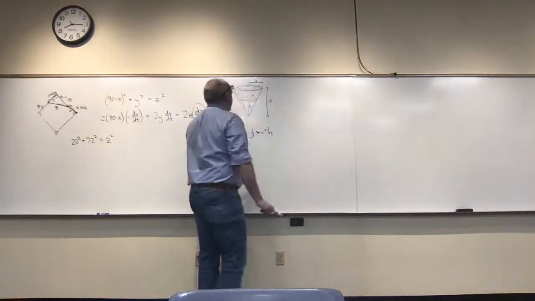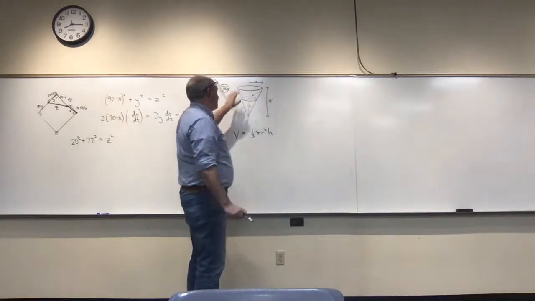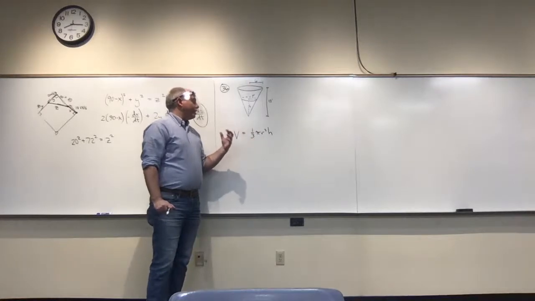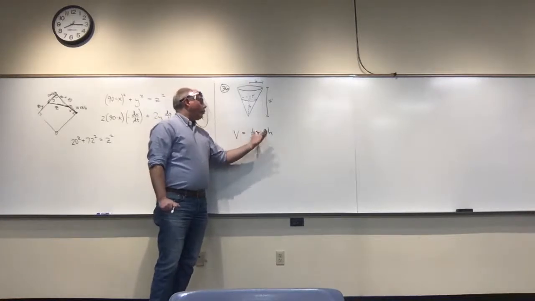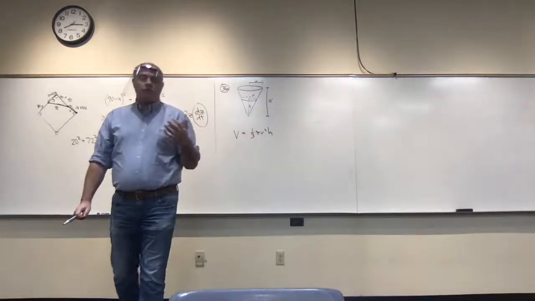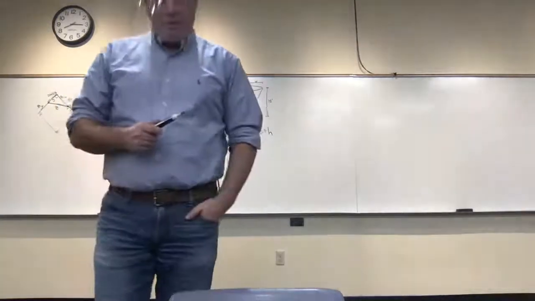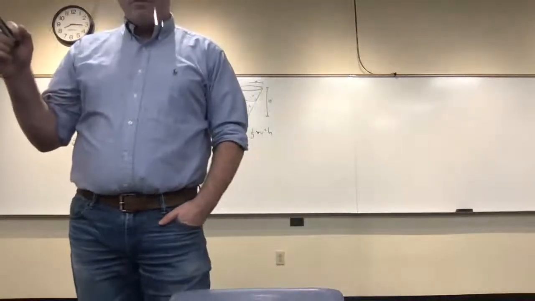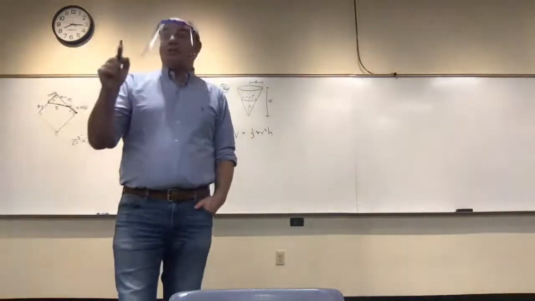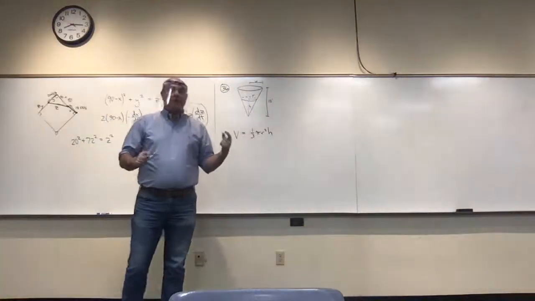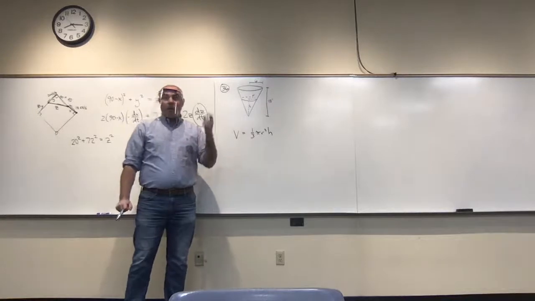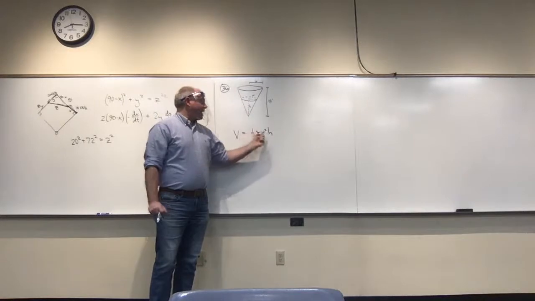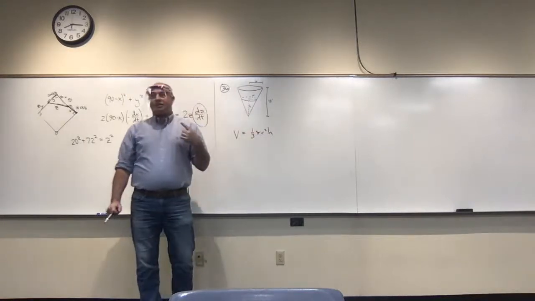So what I need to do is relate all these things. By the way, what do I want to find? Reading the problem, they say, what is the rate of change of the water depth? So you want to find dh/dt, the rate of change of the depth, right? You don't want to find the depth. You want to find the rate of change of the depth. The depth in this case is represented by h. And so we want to find dh/dt.